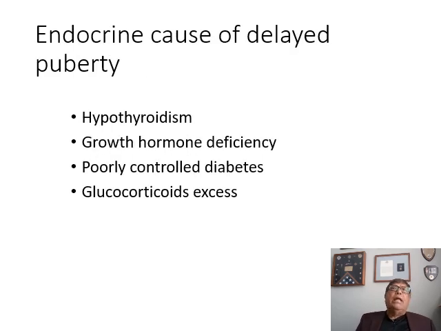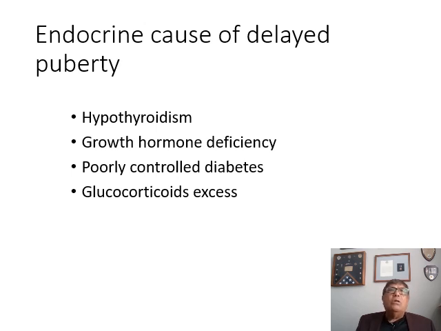Since this is the endocrine lecture, I just have to tell you some of the endocrine causes. Hypothyroidism, delayed puberty. Hypothyroidism, delayed bone age. So therefore it makes sense that hypothyroidism will delay the puberty. So is the growth hormone deficiency. Growth hormone deficiency itself also causes the retardation of the bone age. As a result, you will see the puberty is delayed.